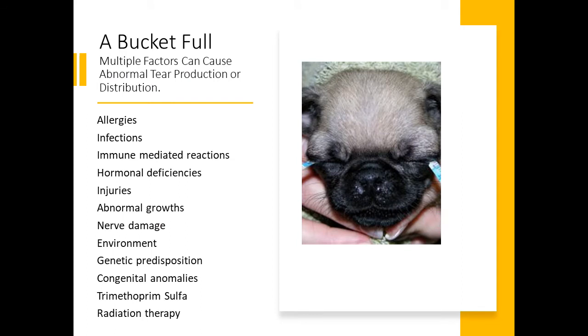Multiple factors can cause abnormal tear production or distribution. Some of the most common are allergies, infections, immune-mediated reactions, hormonal deficiencies, injuries, abnormal growth, nerve damage, environment, genetic predisposition, congenital anomalies, use of trimethoprim sulfa, or radiation therapy.